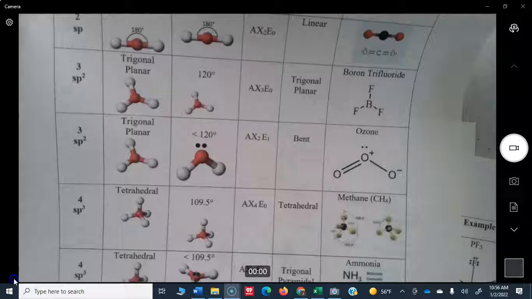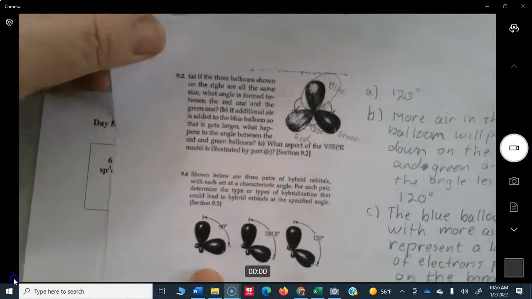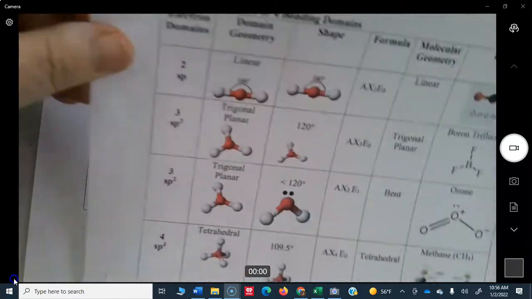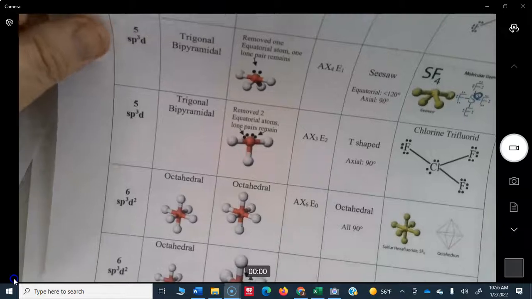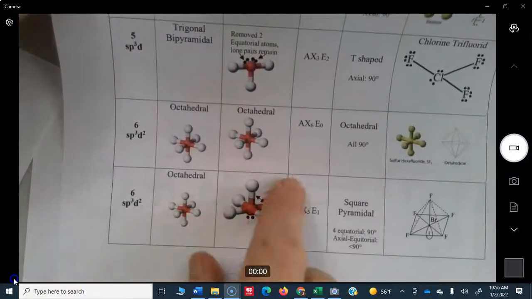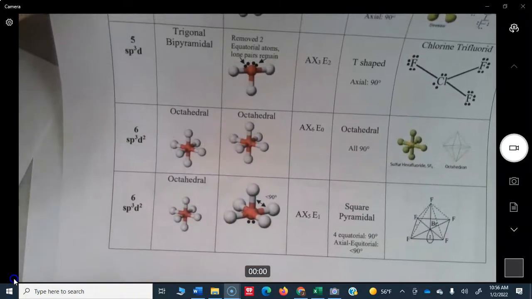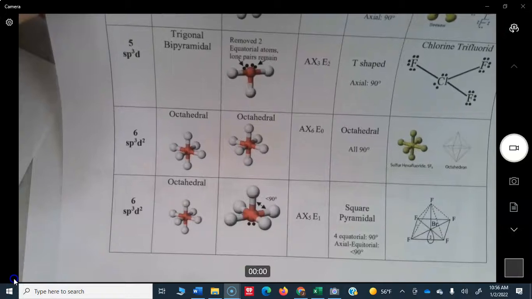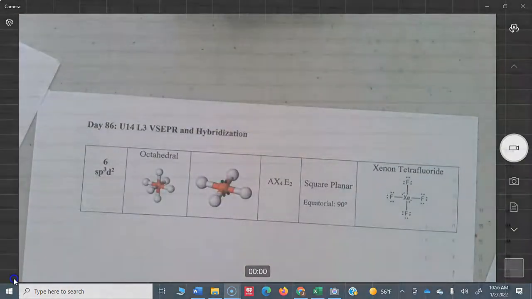Okay? How about this one? This one's a little trickier. How about 90 degrees? Well, you got to go to this sheet and you got to go to the other side. And the place where you find 90 degree angles is down here in the octahedral. Those are all 90 degrees. All of those angles you see there are 90 degrees. So that would be sp3d2. That's extended octet. All right. So that's how you do that. So just go ahead and write out that answer.